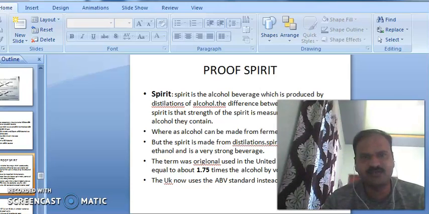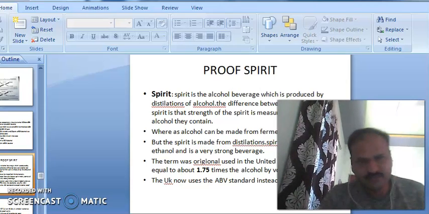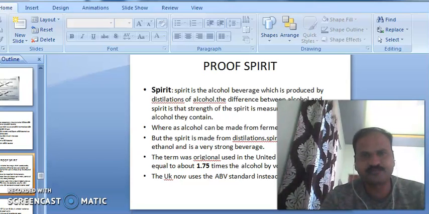The term proof was originally used in the United Kingdom, where proof was equal to about 1.75 times alcohol by volume (ABV). The UK now uses the ABV standard instead of alcohol proof.